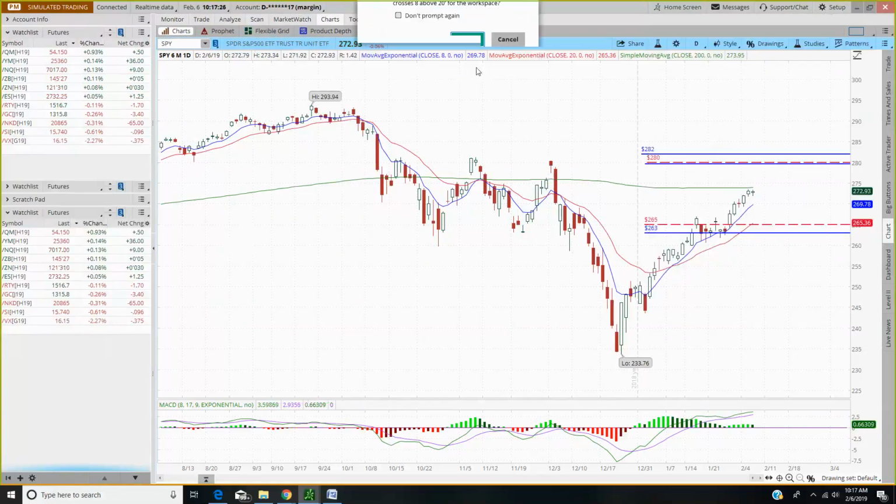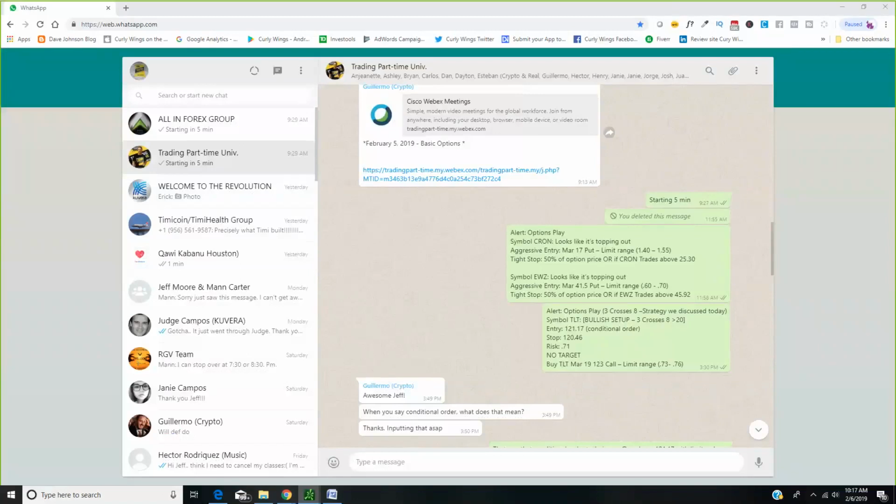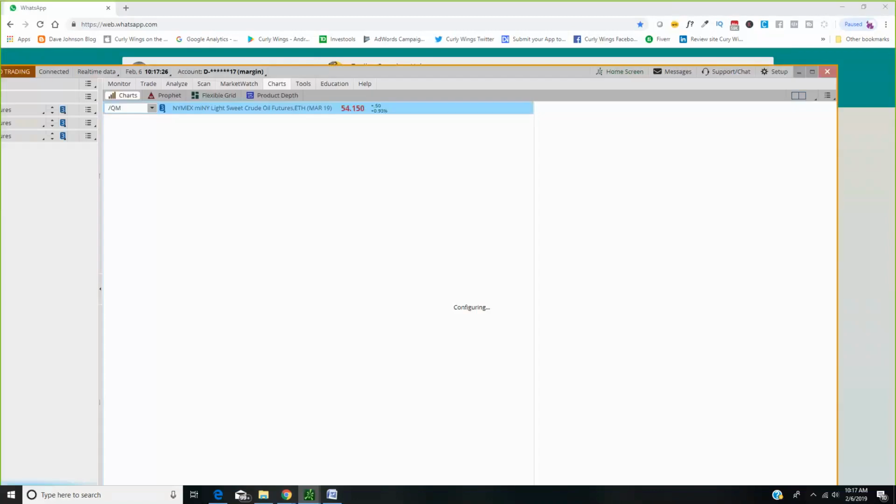I think it's that one. Wait, what's that one? I changed the study set for the Iron Condor. So now this one, sorry. So we can take a look at Cron. Everybody good on Iron Condor?